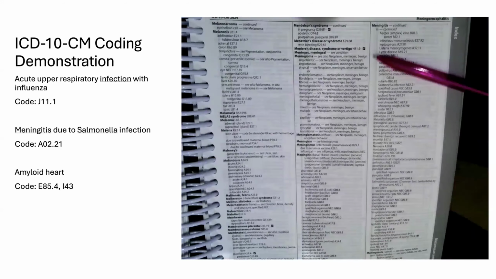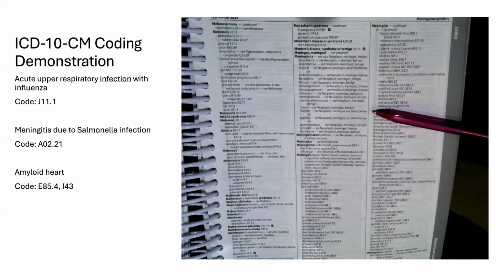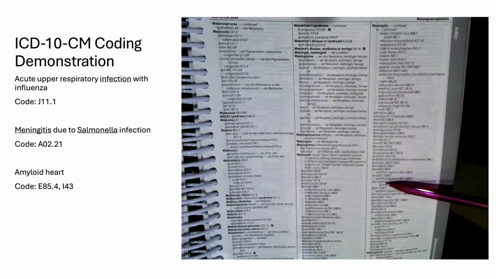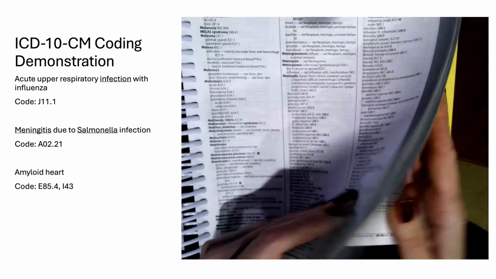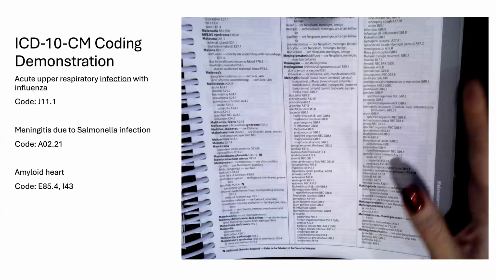And in salmonella, see, there is an option there for salmonella, A02.21, but I could also find salmonella right here, A02.21. You see, it's the same code. So remember, I told you that sometimes there's more than one way to find the entry that you're looking for. So meningitis, salmonella, right there, A02.21.